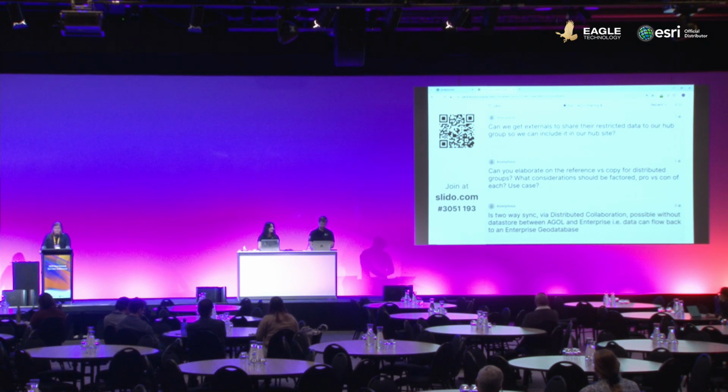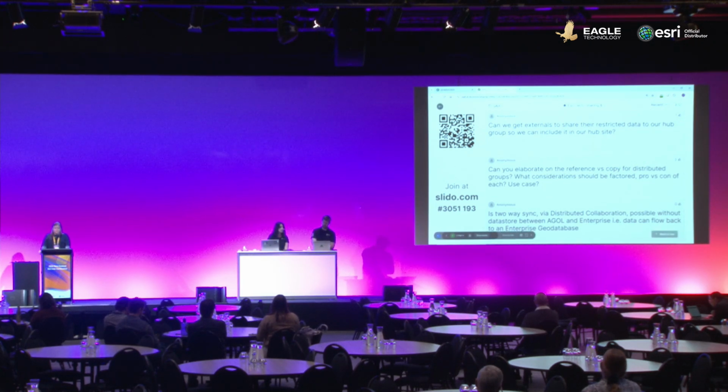We have another one: is a two-way sync via distributed collaboration possible without a data store? It's between ArcGIS Online and Enterprise, i.e. data can flow back to an Enterprise geodatabase. So yeah, yes, short answer, but there are some considerations to take into account. The data in the Enterprise geodatabase has to be branch versioned or non-versioned with archiving enabled. So those are your things you have to switch on there.